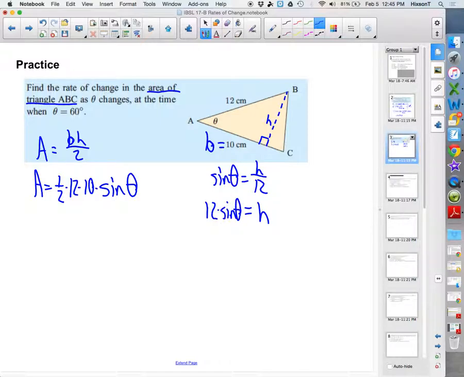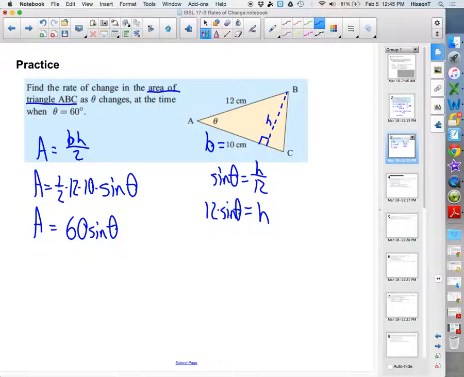Okay? You remember deriving that last year at all? Yeah, and we're just going to substitute it in right here for h. So now we have this, so it's 60 sine theta equals our area.